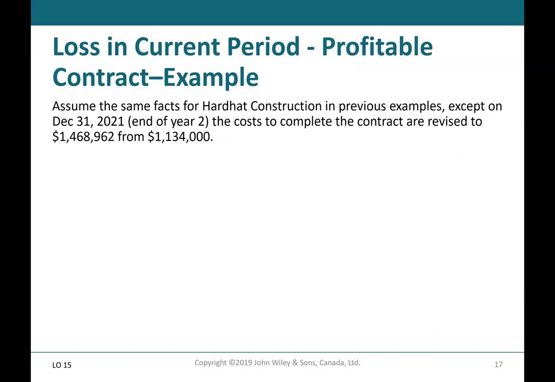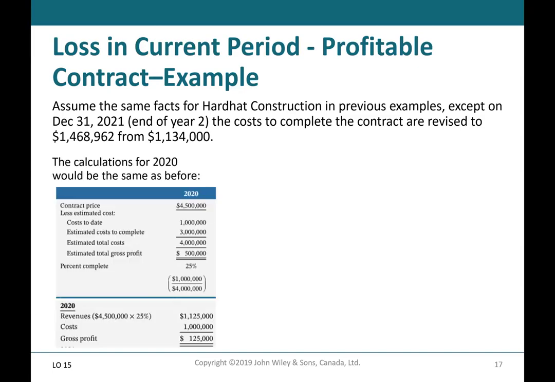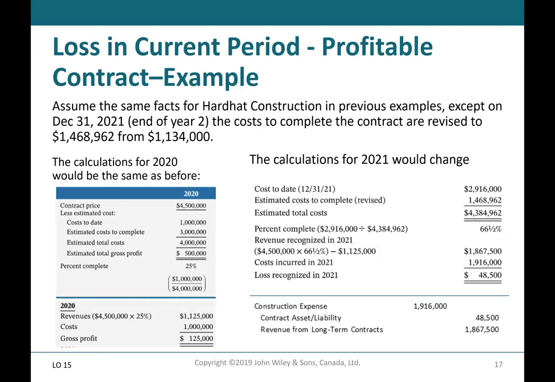Loss in current period, profitable contract example. Assume the same facts for Hard Hat Construction in previous examples, except on December 31st, 2021, end of year 2, the costs to complete the contract are revised to 1,468,962 from 1,134,000. The calculations for 2020 would be the same as before, so the gross profit is 125,000. The calculations for 2021 would change.